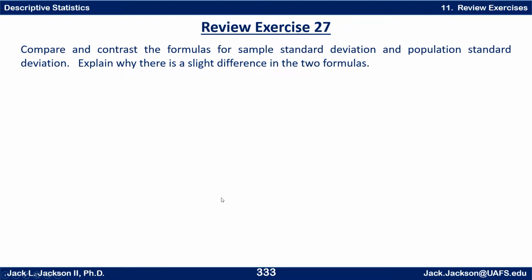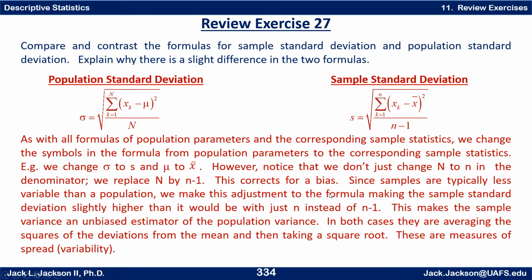Okay, compare and contrast the formulas for sample standard deviation and population standard deviation. Explain why there's a slight difference in the two formulas. Press pause. Well, here are the two formulas. On the left, we have the formula for population standard deviation, which is x sub k minus mu squared, and then average those: sum from k equals 1 to capital N, divided by capital N. And then take a square root of that to get the population standard deviation.